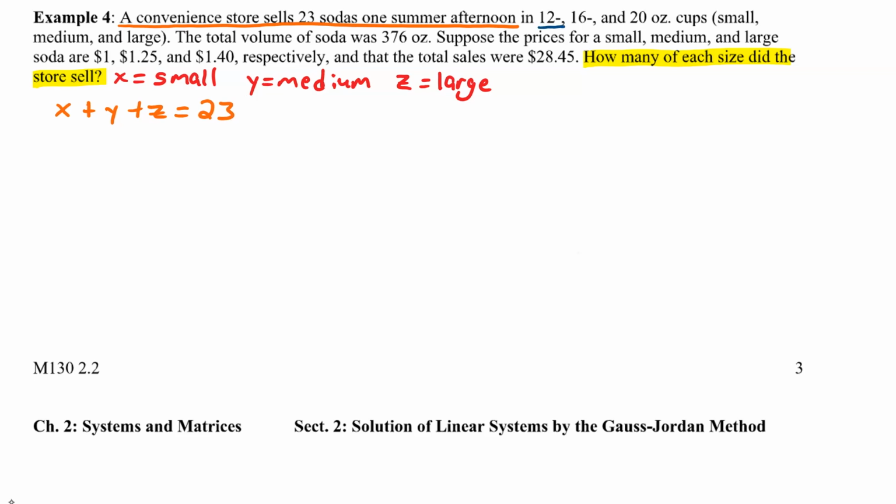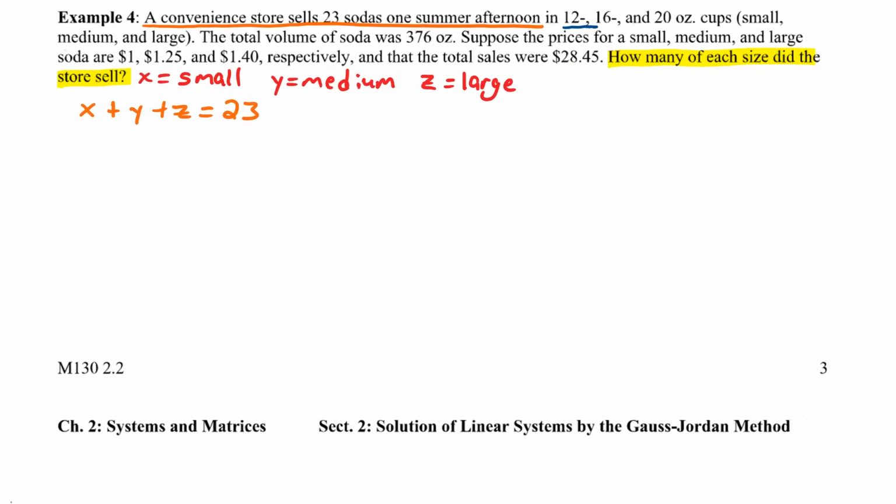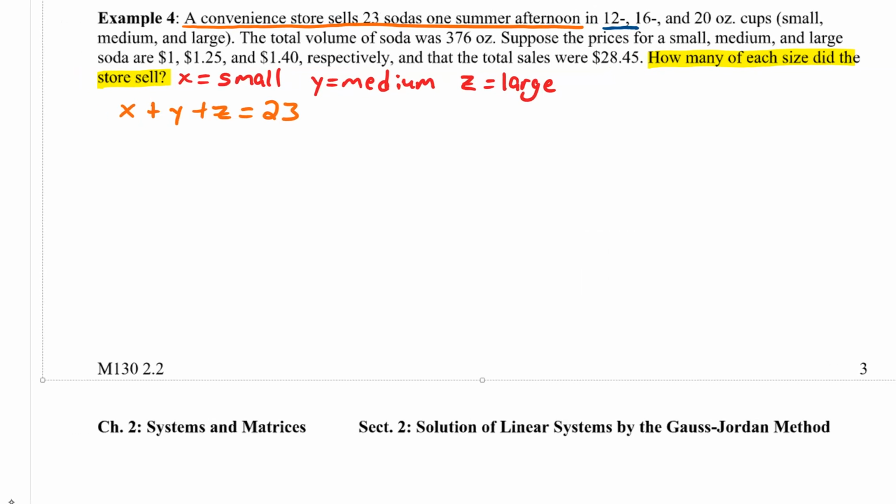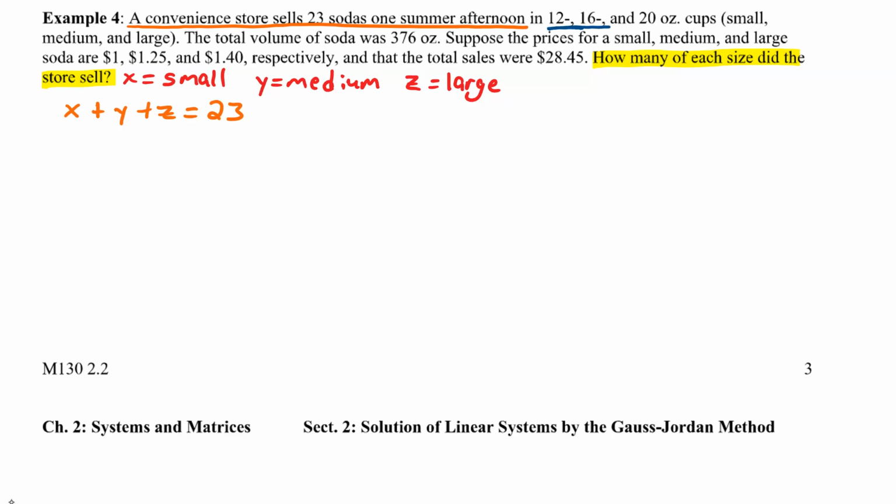So we have 12, 16, and 20 ounce cups. And the total volume is 376. So they tell us that 12 ounces is our small, 16 ounces is our medium, and 20 ounces is our large. So when we set this up, we're going to set that up as 12x plus 16y plus 20z equals 376.